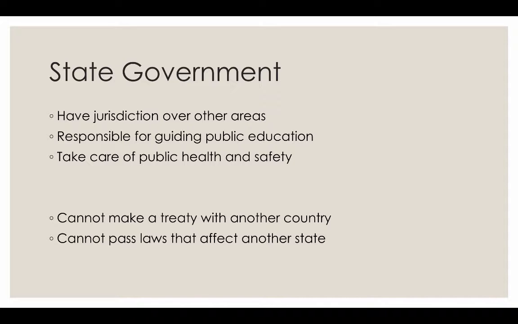Our state government has jurisdiction over other areas. In the United States, there are 3 levels of government. Each level has a responsibility to serve the people. A jurisdiction is an area over which an authority has control.